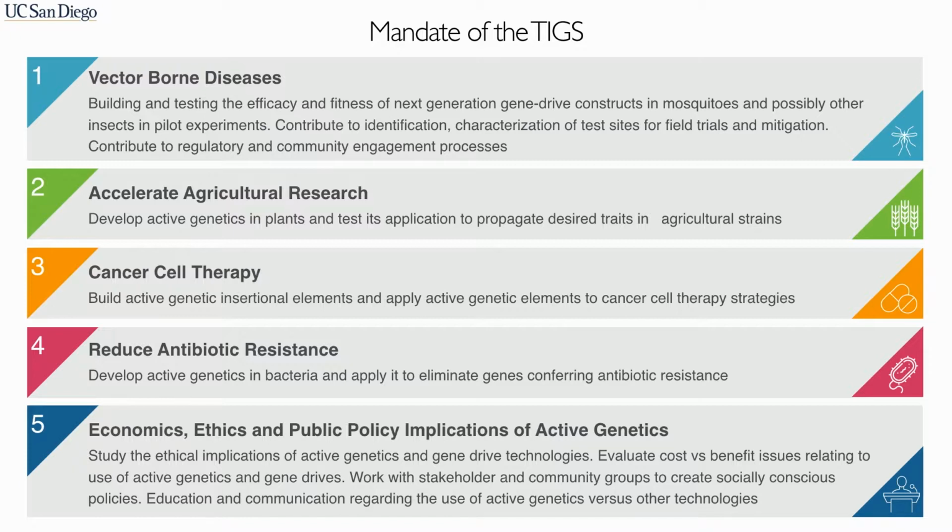But overall, the mandate of TIGS is, number one, of course, to go after vector-borne diseases, and that's the primary focus of it. But in addition, as Valentino summarized, there are many other possible applications of active genetics, and although it's not the major focus of the TIGS effort, there are also mandates to develop the proof of principle, at any rate, in these various categories that Valentino's already glanced over: accelerating agricultural research, cancer therapy.